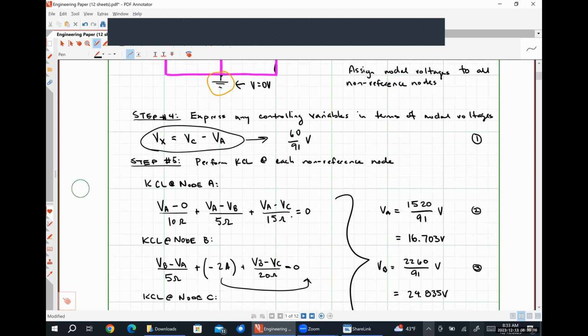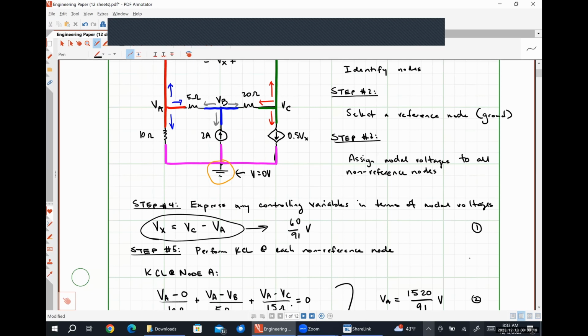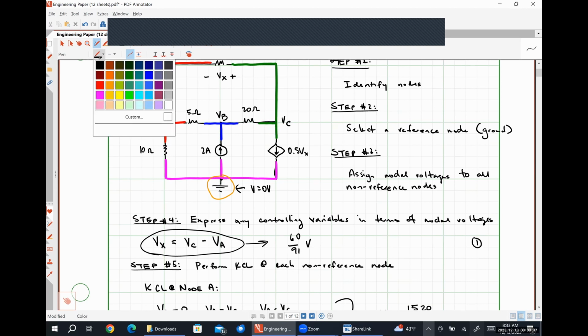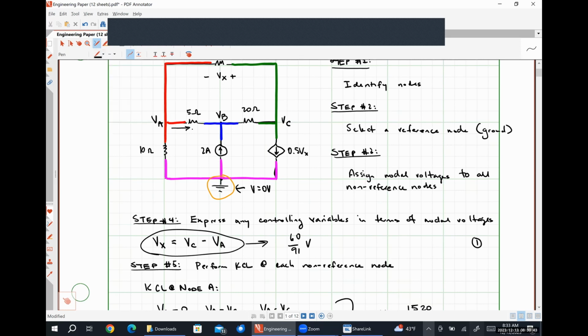Other questions that I might ask would be possibly finding a current. So if I wanted to, let's clean some of this stuff up so I can ask questions about it. So if I wanted to know the current flowing through the 5 ohm resistor from left to right, let's say that this was a current IY, how would I find that current now that I know what my nodal voltages are?